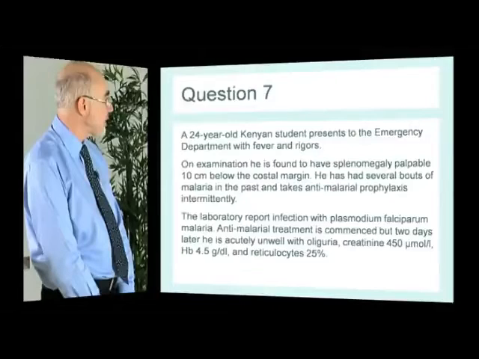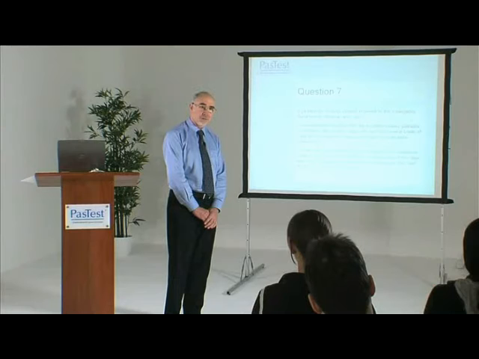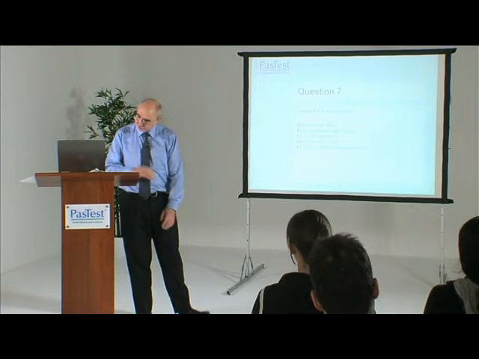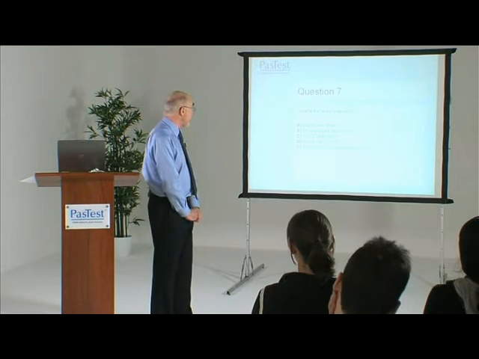2 days later, however, he is acutely unwell with oliguria, a creatinine elevated to 450, a severe anemia with a hemoglobin of 4, and an elevated reticulocyte count of 25%. Let's see the question associated with this stem. What is the most likely diagnosis?